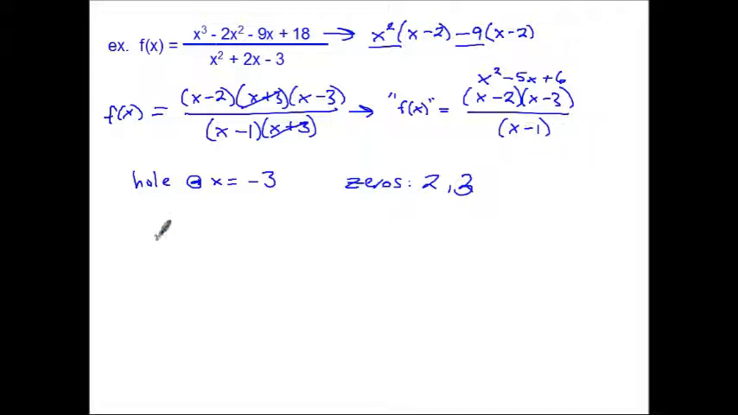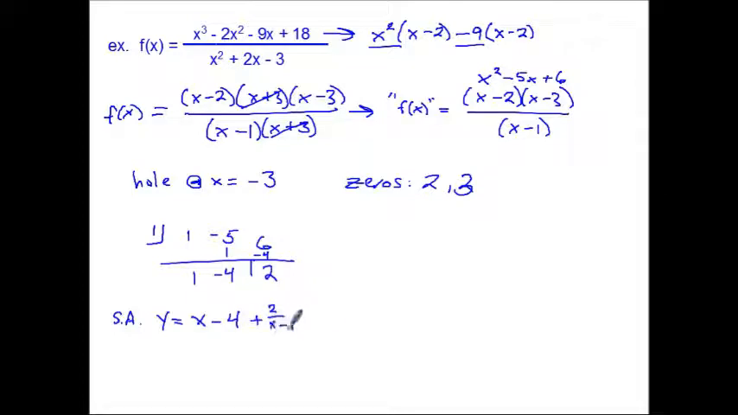So I can put that 1 in the box and then put the 1, negative 5, and the 6 here and do my nice pretty division. 1, bring this down to a 1, this comes out to be a negative 4, and then admittedly we don't care, although that comes out to be a 2. So again, my slant asymptote is going to be y equals 1x minus 4, and then technically plus 2 over the original x minus 1, but again, we don't care. So my slant asymptote is going to be y equals x minus 4.